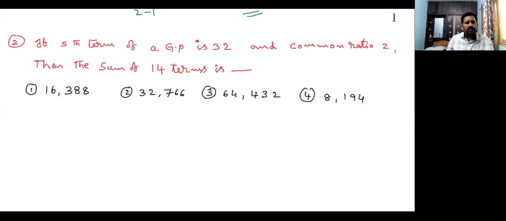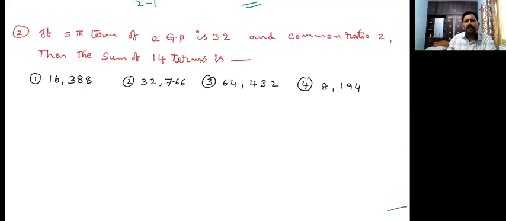Second problem. See the second problem, what they are given. If the fifth term of a GP is 32 and the common ratio is 2, then find the sum of the first 14 terms. First we can write the given things. What they are given here: T5 is equal to 32.